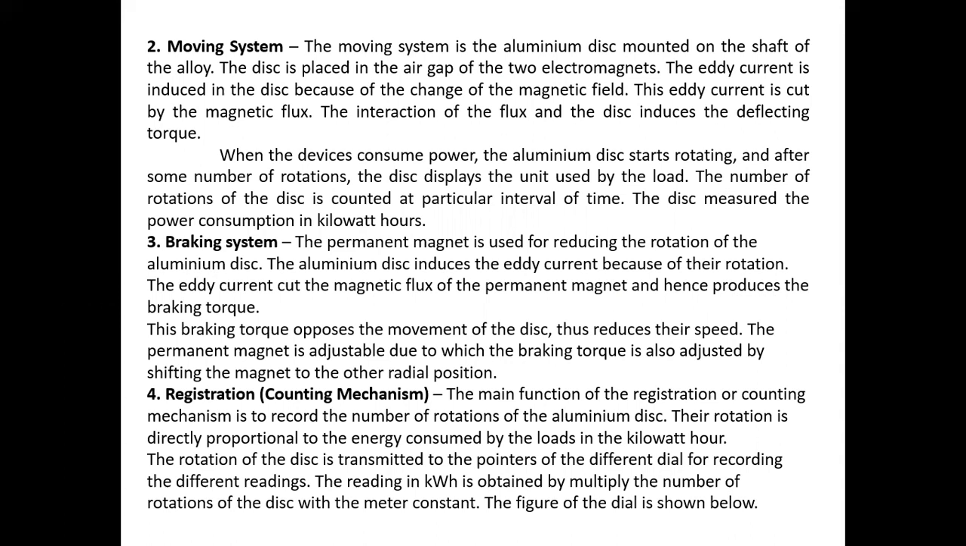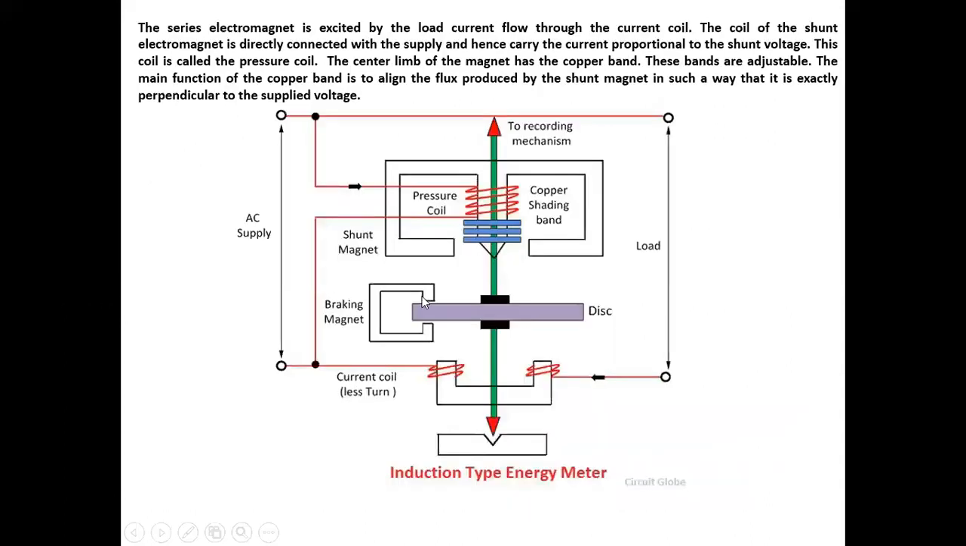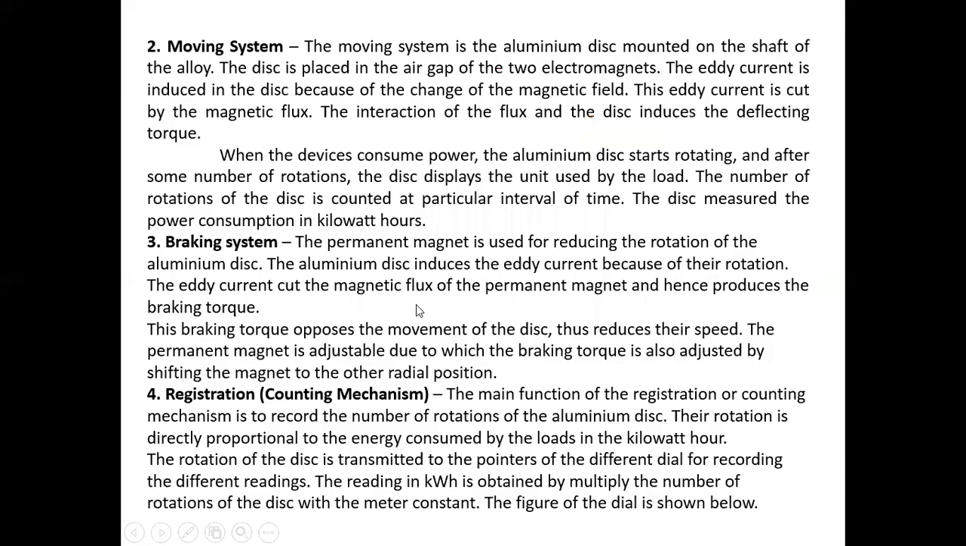The permanent magnet is adjustable, due to which the braking torque is adjusted by shifting the magnet to another radial position. This magnet should be flexible: if we require a higher braking torque, it will be close to the disc, and if we require less braking torque, it will be away from the disc.